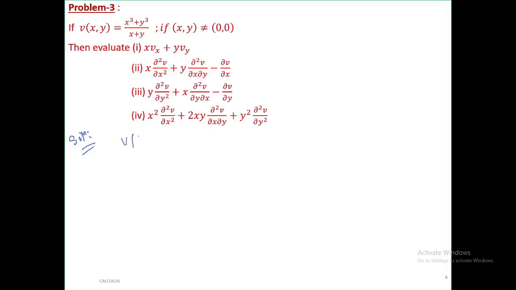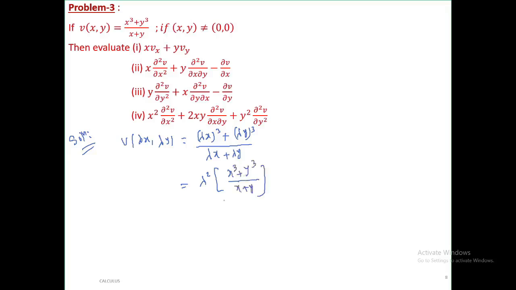So directly I am doing v of lambda x comma lambda y. V of lambda x comma lambda y is equal to lambda x whole cube plus lambda y whole cube, divided by lambda x plus lambda y. So overall lambda cube is common in the numerator and lambda common in the denominator, so overall lambda square will come, right? Lambda square times x cube plus y cube divided by x plus y.